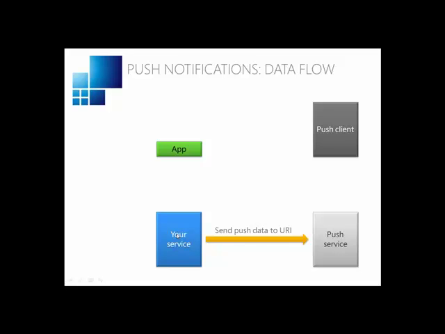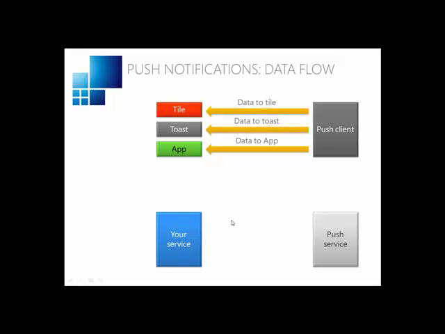The URI is holding a payload. It's an XML payload that just holds simple text information that allows you to send a quick note, send some simple data, set a new tile. It's going to send it to our push service, which sends it to the push client, which then sends it to the app. And again, you can send toast or tile or just data to the app. So the way push notifications work is simple as long as you already have your service built. If not, whatever you want your service to do, you have to build that.